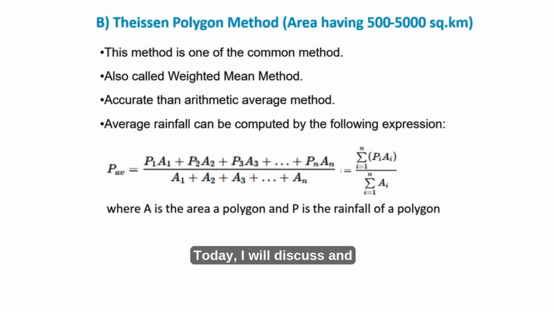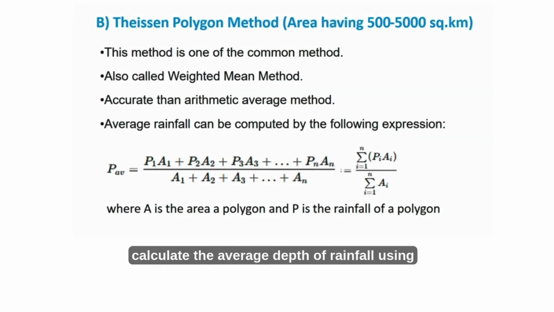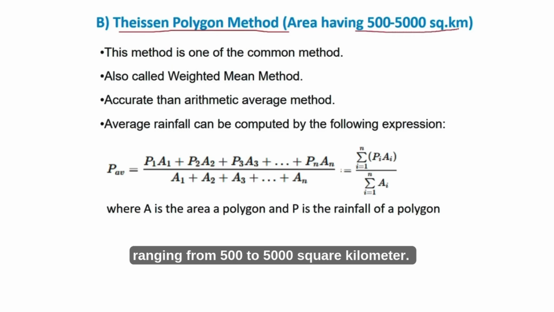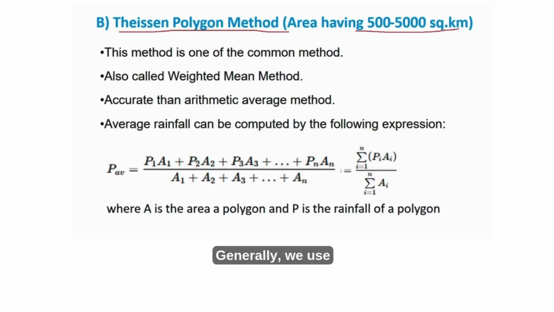Today I will discuss and calculate average depth of rainfall using the Thiessen Polygon method. This method is generally applicable for areas ranging from 500 to 5000 square kilometers. We also use this method for areas having less than 500 square kilometers if we find an outlier in the dataset.